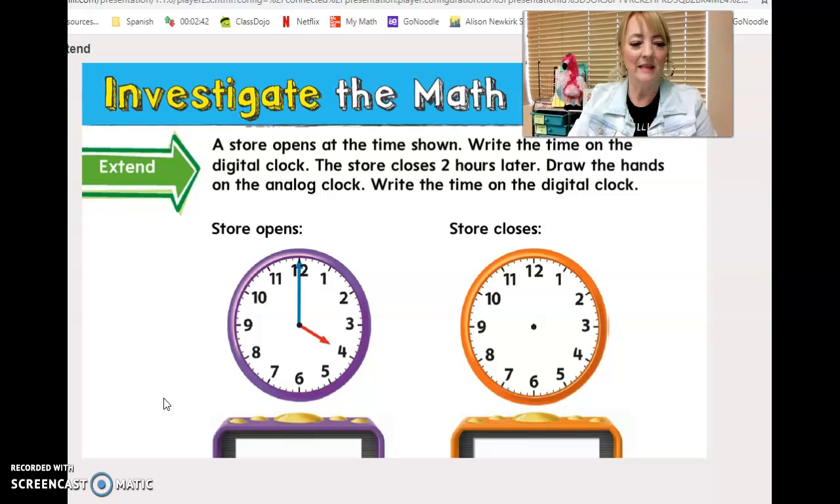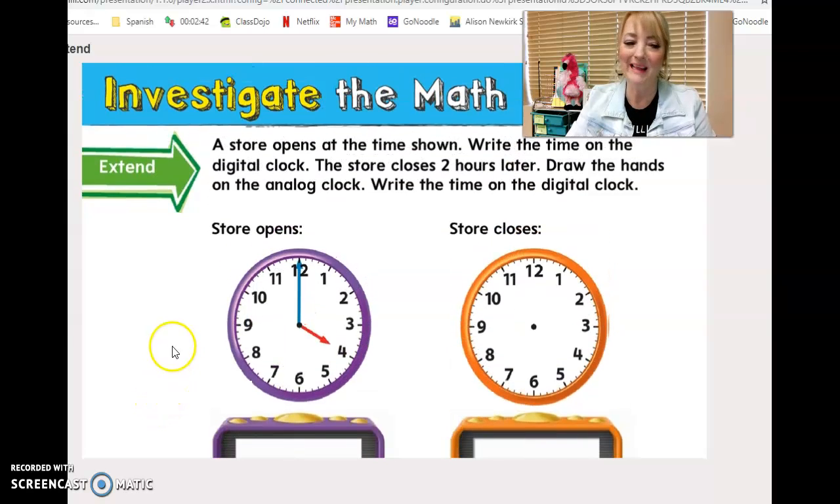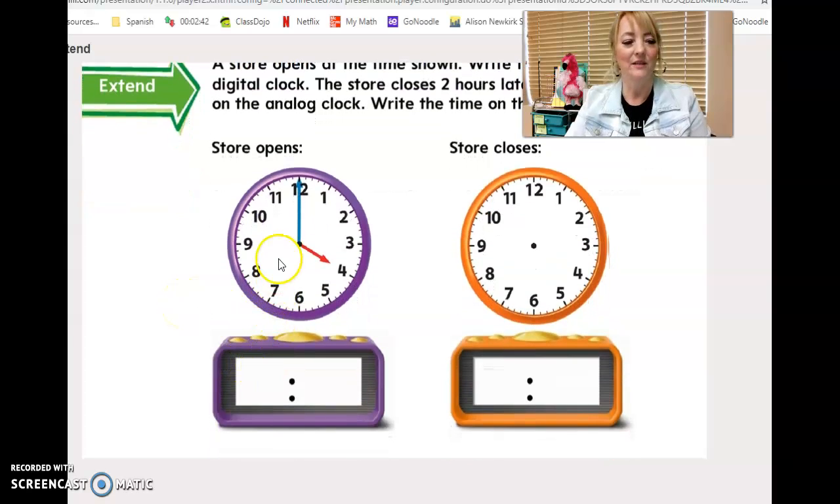The store opens at the time shown. Write the time on the digital clock. The store closes 2 hours later. That store only opens for 2 hours. Write the hands on the analog clock and then write the time on the digital clock. So here the store opens at, we read the hour first. So you would say 4 and then straight up would tell us, o'clock.